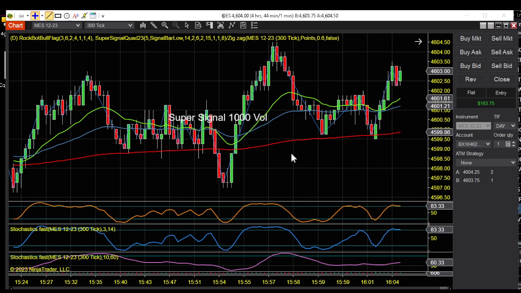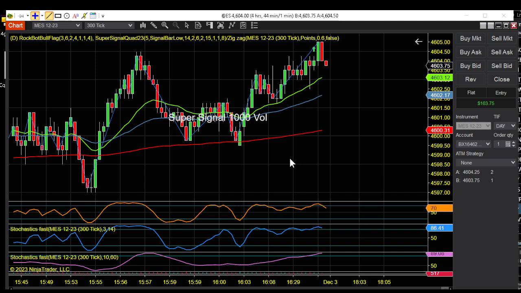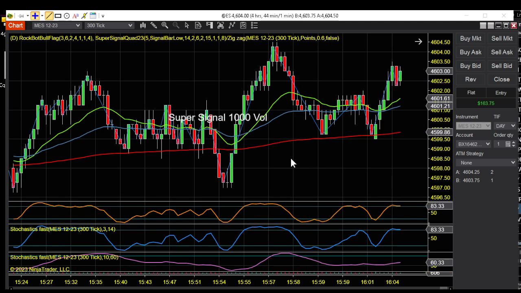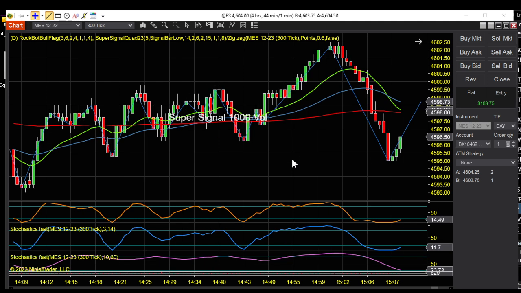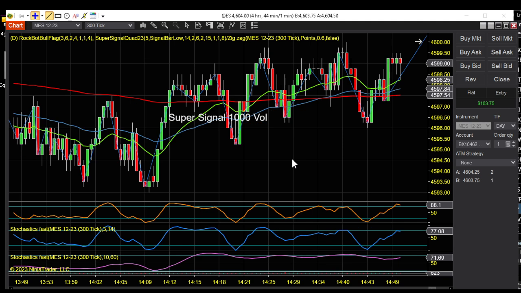Here's the 300 tick. I've got to get off here in a few minutes because I have a tutoring session tonight. But I always go over and look at the charts after the day, and I look at the setups and what I could have done better.